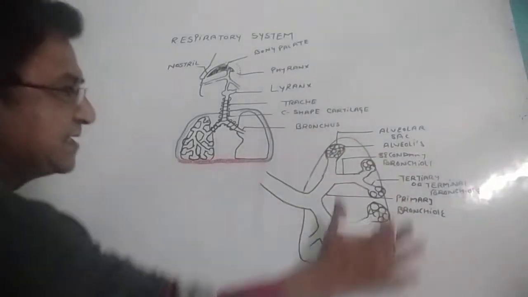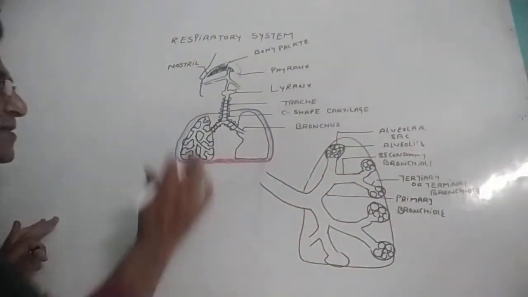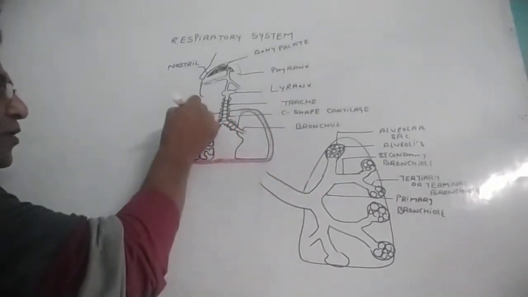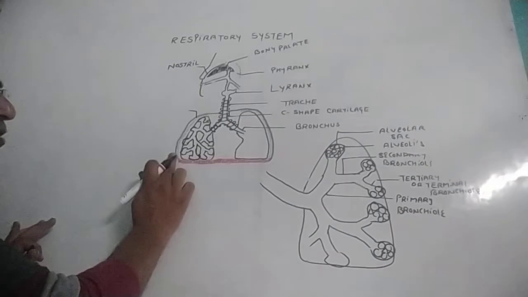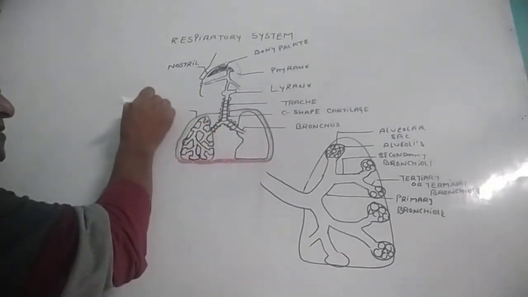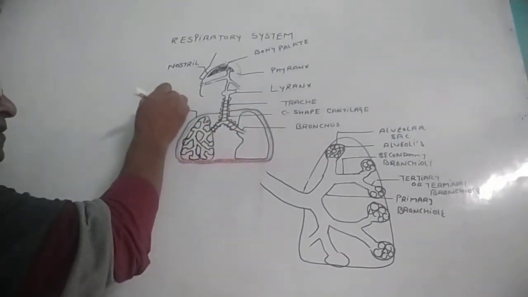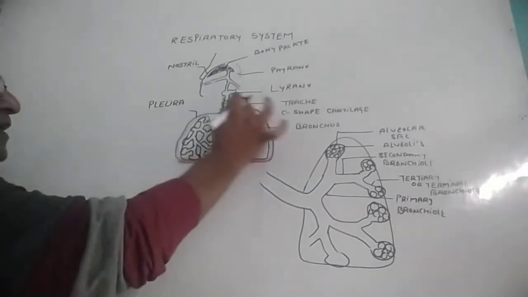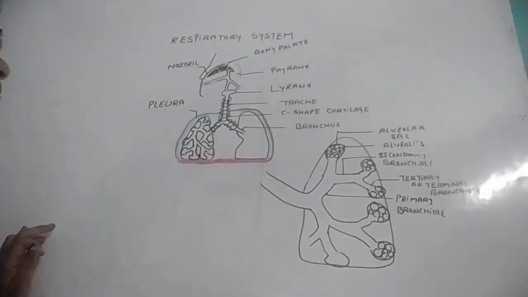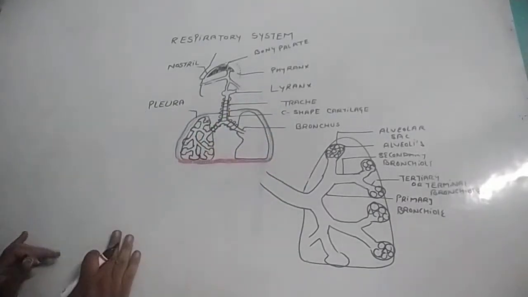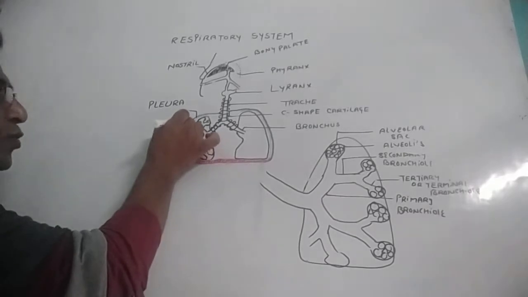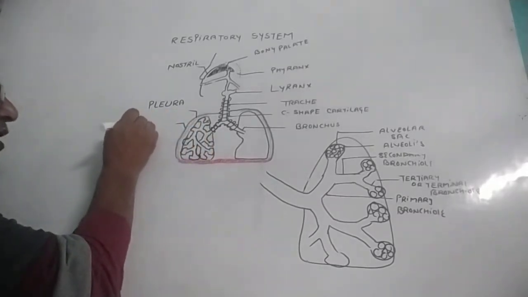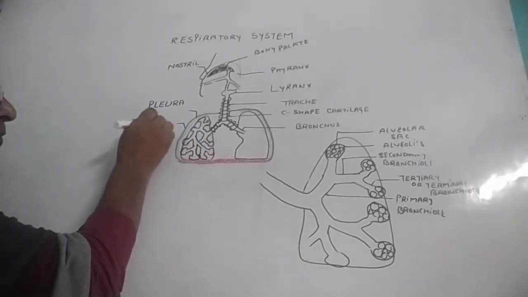Now, this is the inside structure of the lungs. Now come outside. Outside the lungs there is a covering called pleura. Pleura is the covering of the lungs, a protective covering you can say. The P is silent, so it is pronounced pleura. Pleura actually is a two-membrane structure. The outer one is called the parietal pleura.